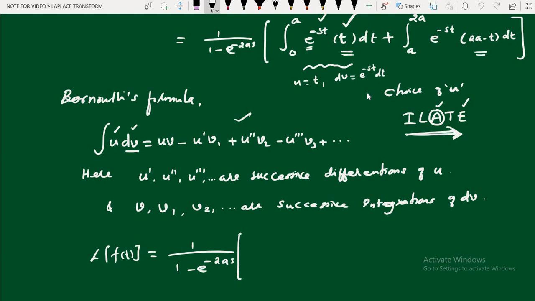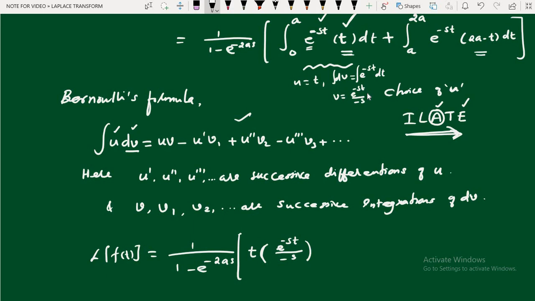The formula tells what the first term is: uv. First term is u, that is t. Okay, u is t, and v is nothing but integrating this dv. If we integrate this dv, we can get v. So integration of e power minus st is e power minus st divided by minus s. That is our v. Therefore, e power minus st divided by minus s. That's all. If you know the first term, easily we can complete this Bernoulli's formula. So Bernoulli's formula is very apt for algebraic terms.